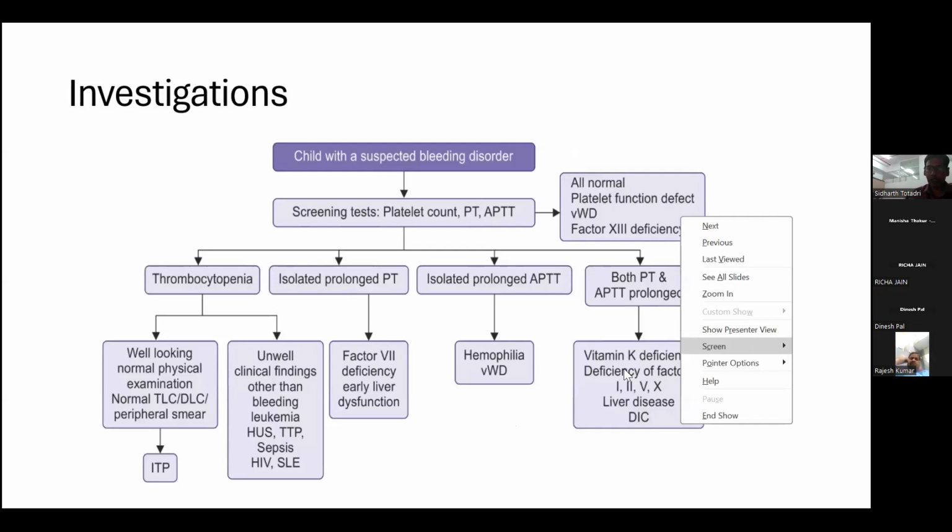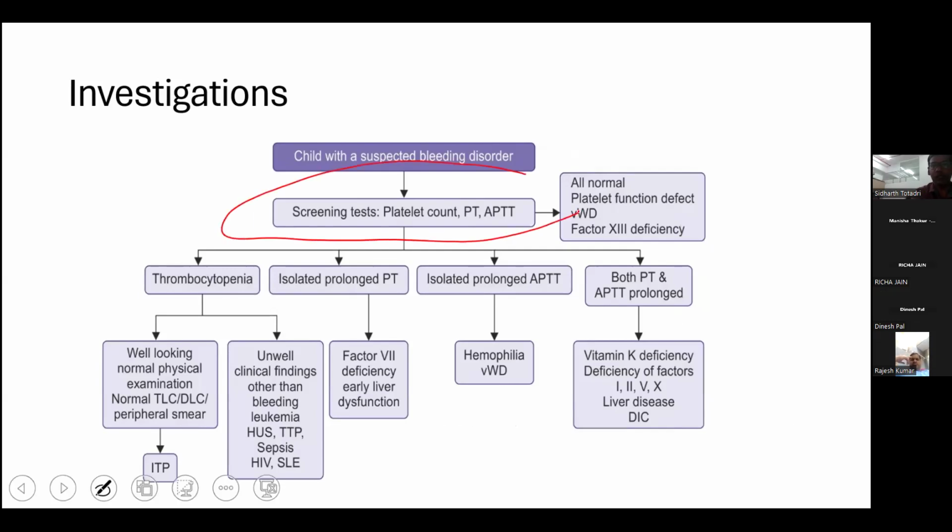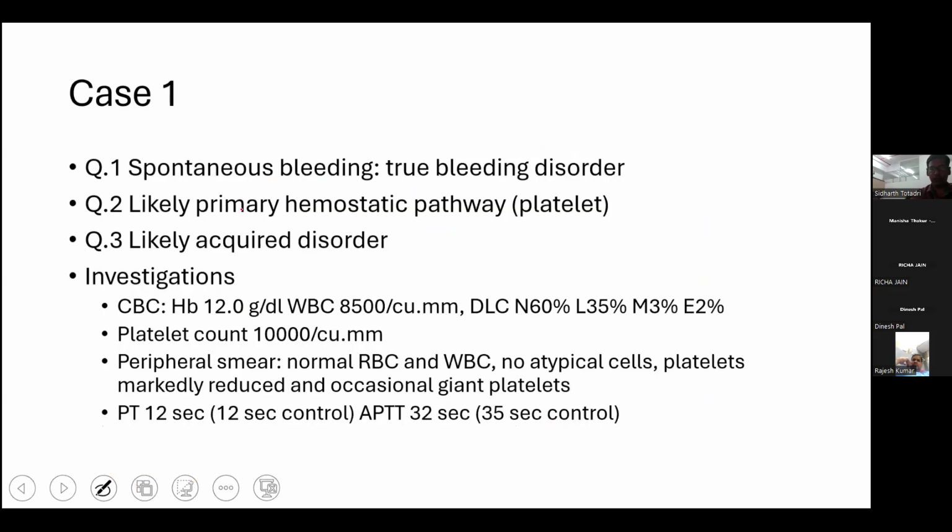All you need to understand is that when you have a child with a bleeding disorder, we usually do a platelet count, a prothrombin time and APTT. And when you have an isolated thrombocytopenia with normal PT, APTT, and the child is otherwise well looking and everything is okay, then most likely this child is having immune thrombocytopenia.